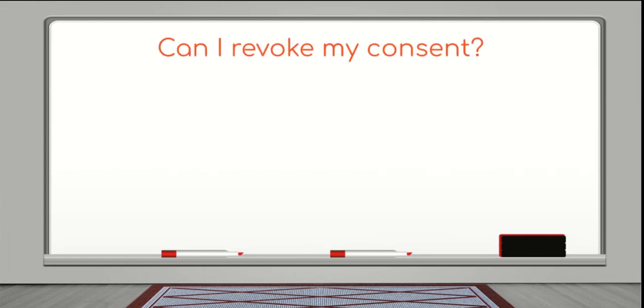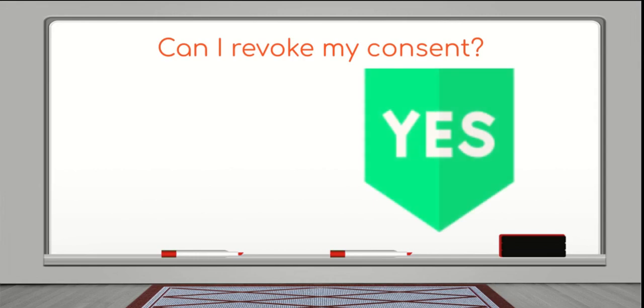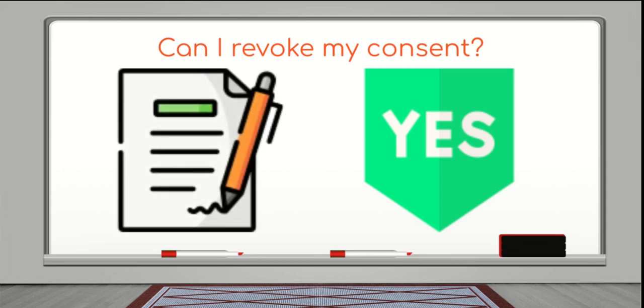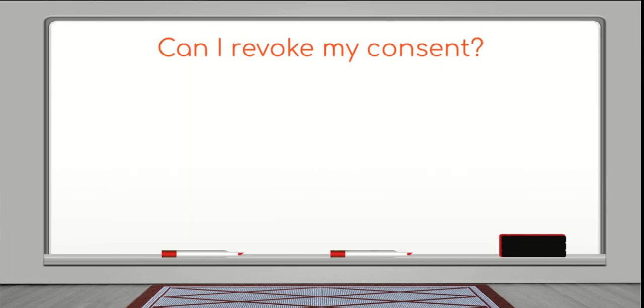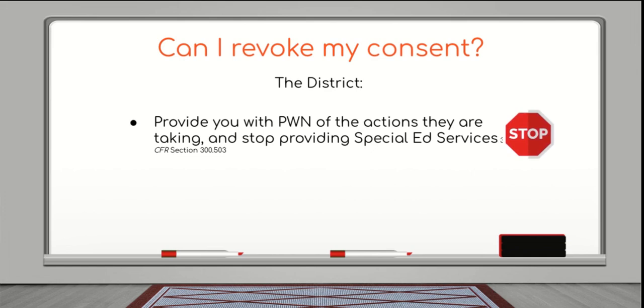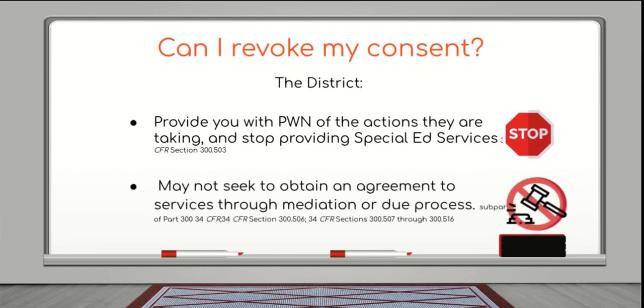Can I revoke my consent? You can revoke your consent and remove your child from special education anytime after services have begun being provided. You must notify the district of this in writing. If you decide to do this, the district will provide you with prior written notice of the actions they are taking and stop providing special ed services. It may not seek to obtain an agreement to services through mediation or due process.